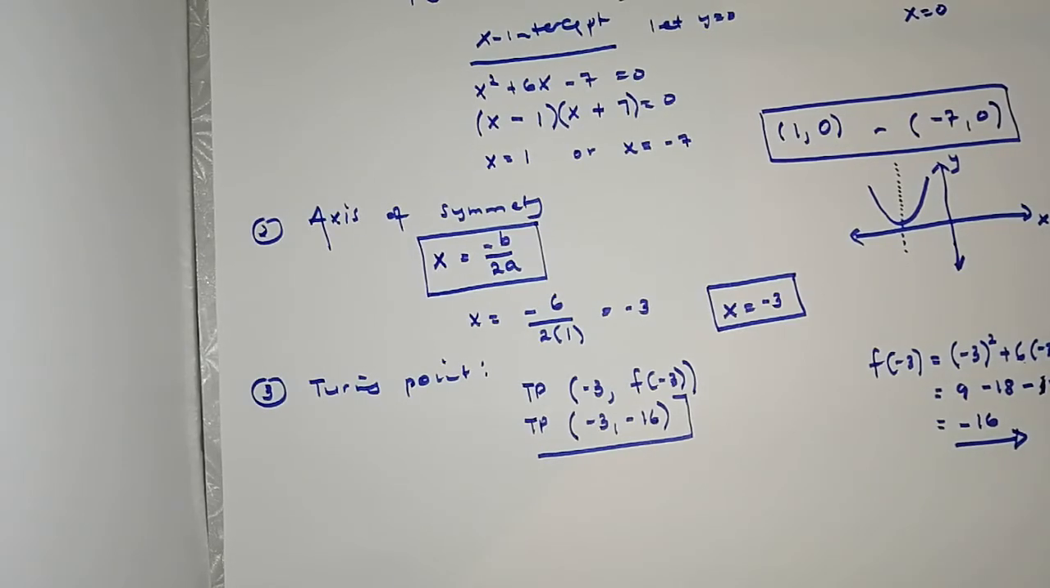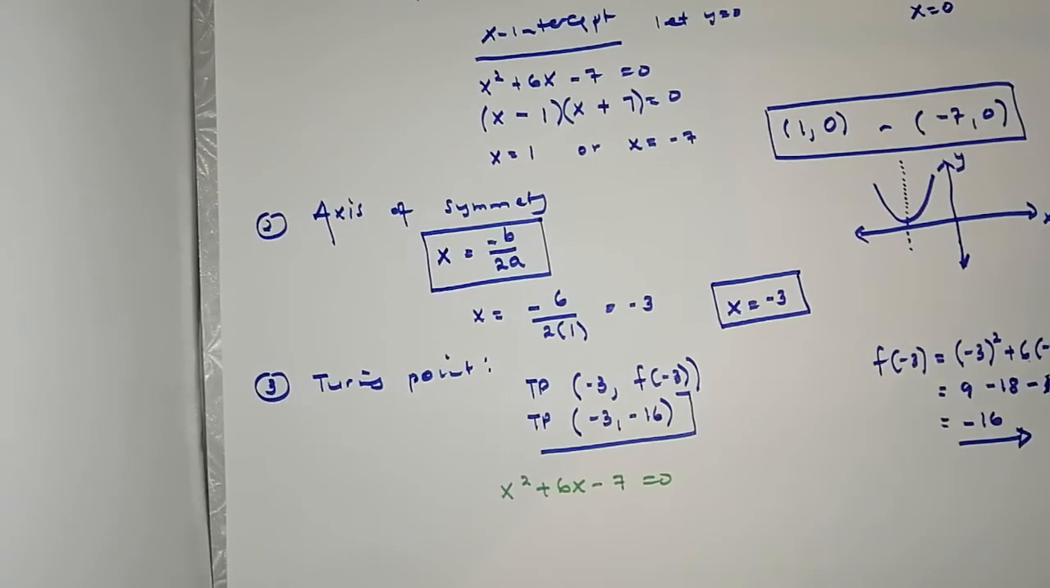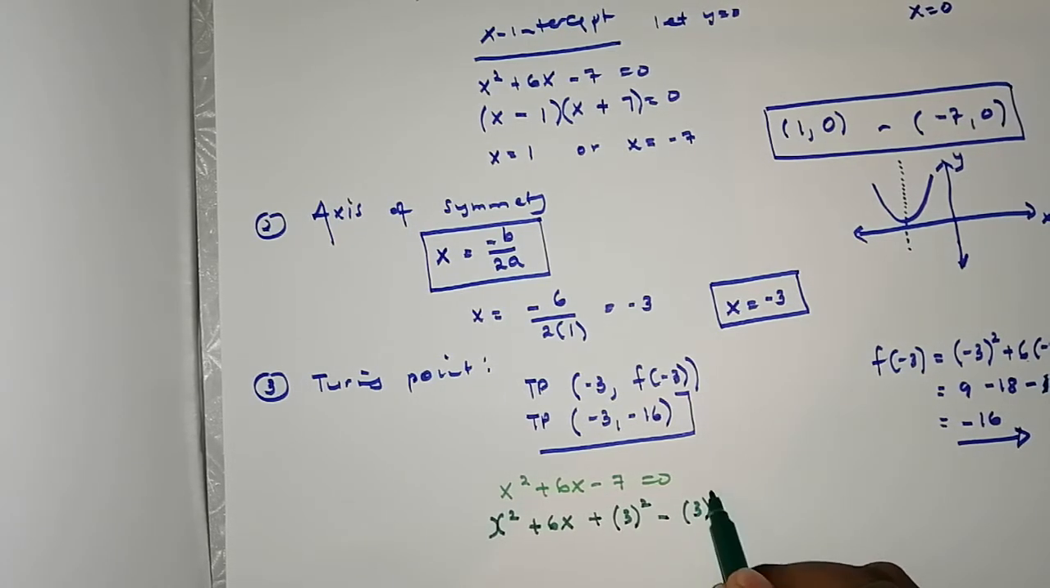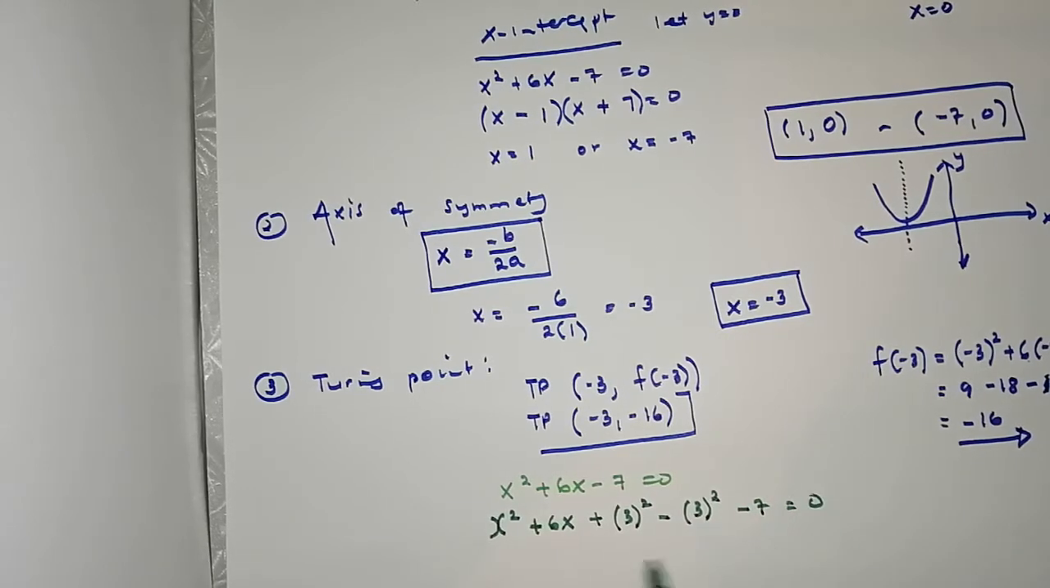But let's do it the second way. I showed you guys how to complete the square in one of the videos, such that if you are given your function in the standard form, you can take it to x squared plus 6x minus 7 equals 0. So we're going to complete the square here. It's going to be x squared plus 6x, then plus half of 6 all squared, so it's going to be 3 all squared, minus 3 all squared, minus 7 equals 0.